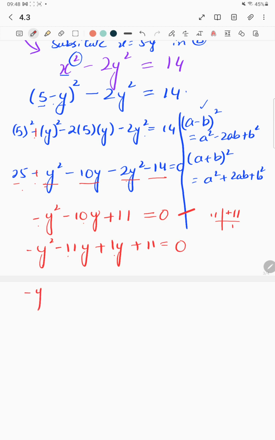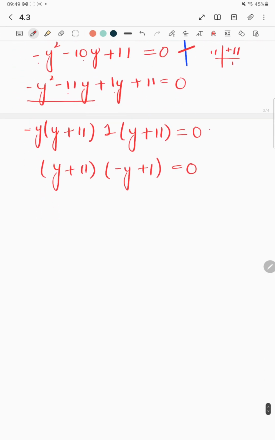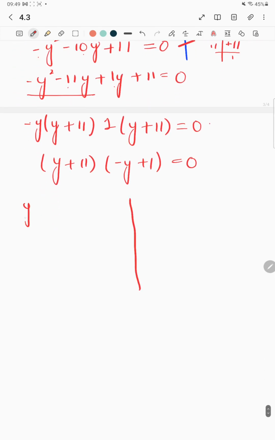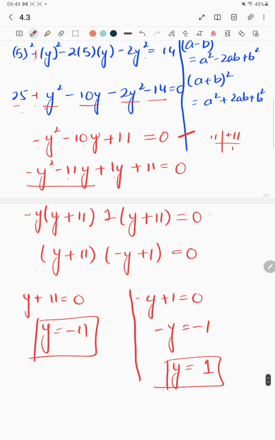So taking minus y common from here, I will get y plus 11, and taking 1 common, I will get y plus 11, which is equal to 0. So it's y plus 11 and minus y plus 1, which is equal to 0. When we have two brackets equal to 0, we can write them separately equal to 0. So y is going to be equal to minus 11, and y is going to be equal to 1. So we have got two values of y.